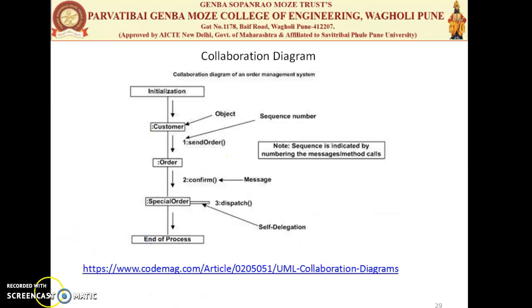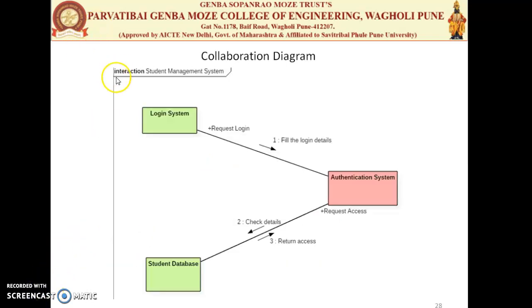And also you can see the fragment here. We have given a frame which is interaction diagram, student management system. Why interaction? Because the collaboration diagram is a type of interaction. So the interaction, student management system. If you are drawing the collaboration diagram, you can also give it in a frame. The frame name should be mentioned in the upper corner.